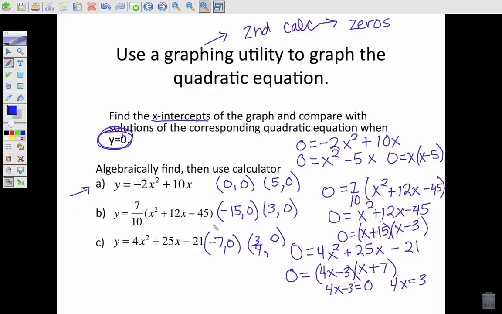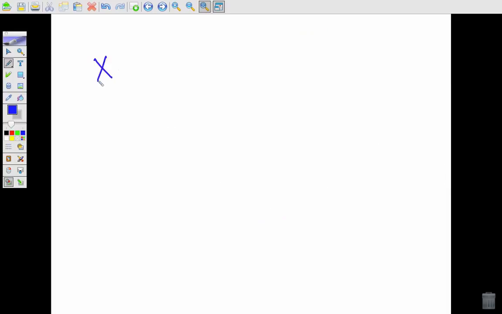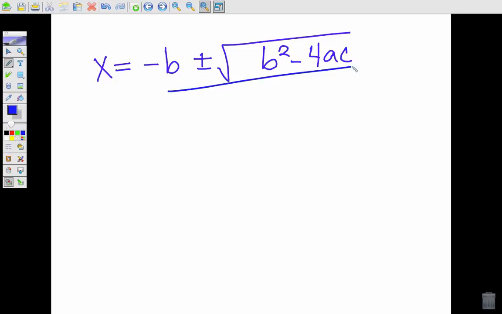All of these cases, they were factorable. Your other option would be the quadratic formula, and here's the quadratic formula. X equals negative b plus minus the square root of b squared minus 4ac all over 2a. And so this also finds your x values.